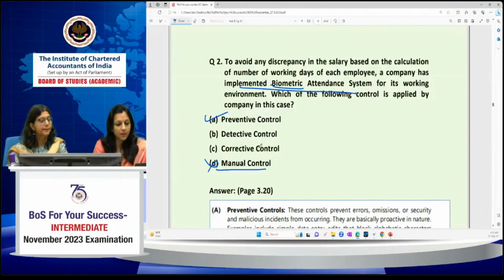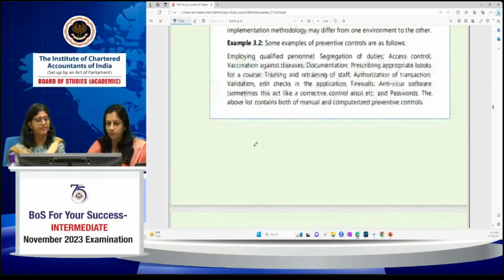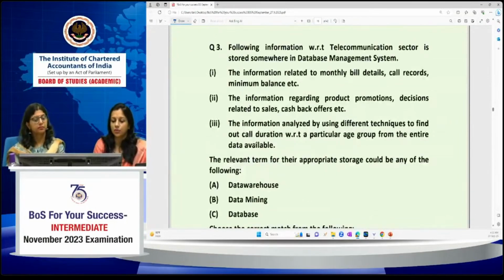Ankit and Padima, you both have the right answer. That is preventive control. That's nice. Okay. Now the next question.